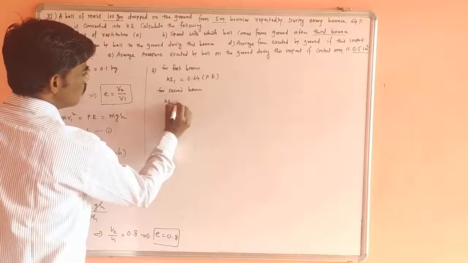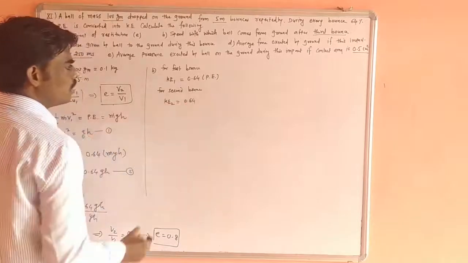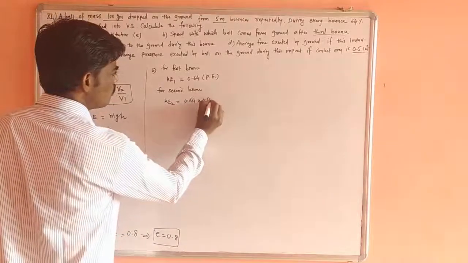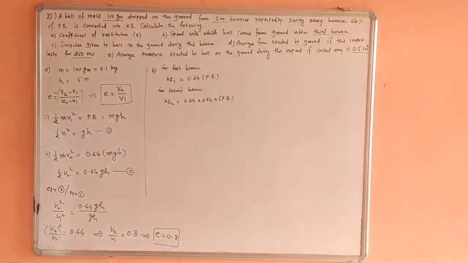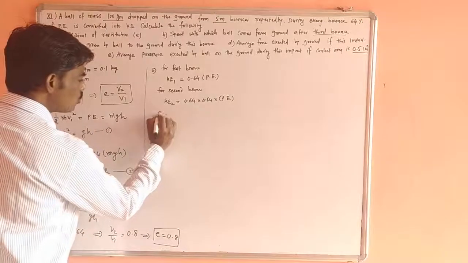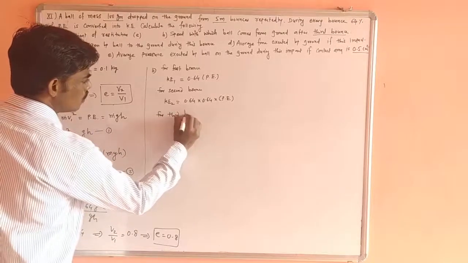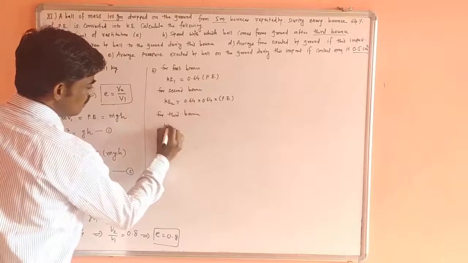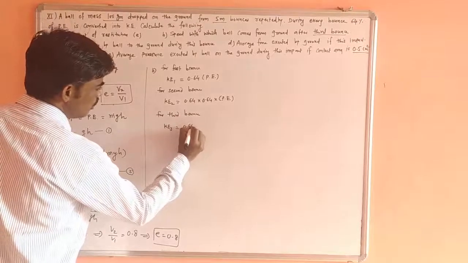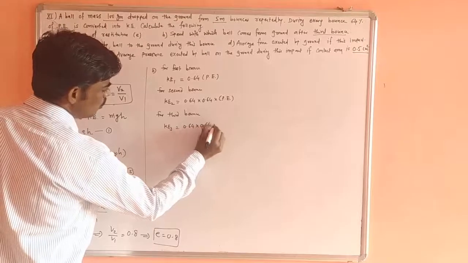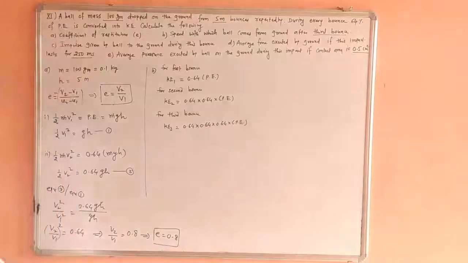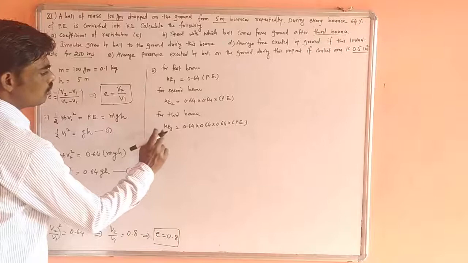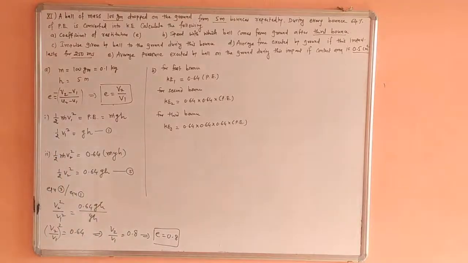that is Ke2, again 0.64 times potential energy. This is the second bounce. And for the third bounce, Ke3 is again 0.64, each time 0.64 times potential energy. So we have to find out the velocity for this third bounce.